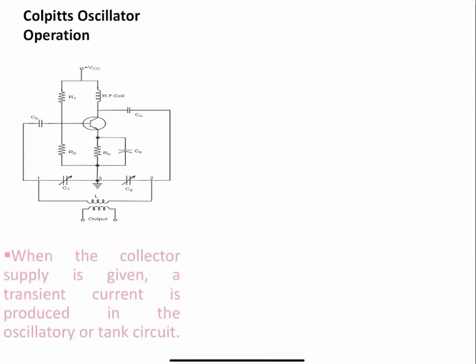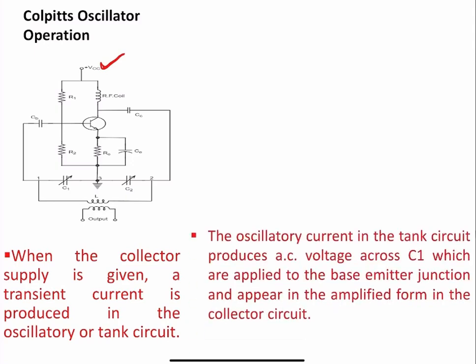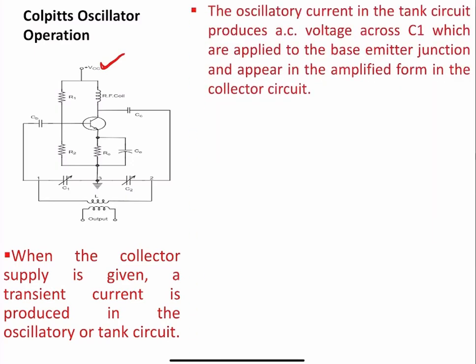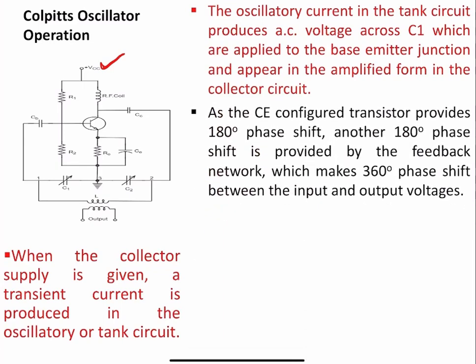Now for the operation of the Colpitts oscillator, when the collector supply plus VCC is given as shown in this figure, transient current is produced in the oscillatory circuit, or the tank circuit, which consists of L and C components. The oscillatory current in the tank circuit produces voltage across the capacitor C1, which is applied to the base emitter junction, and it appears in amplified form in the collector circuit. As the common emitter configuration provides 180 degree phase shift, another 180 degrees must be provided by the frequency determining network.